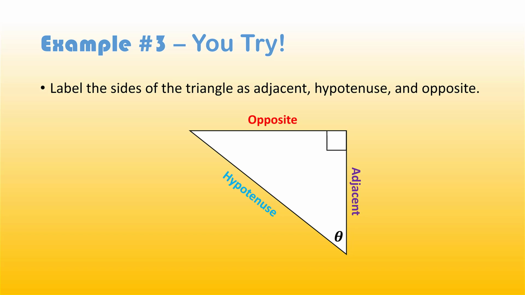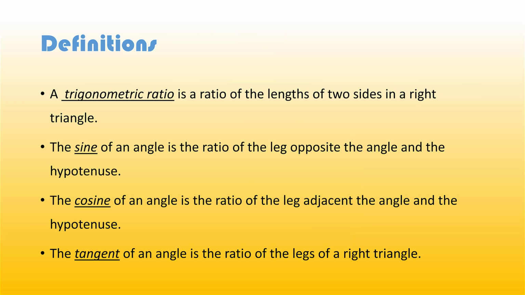Now that we can label our sides opposite, adjacent, and hypotenuse, we can start talking about our trig ratios. So a trigonometric ratio is a ratio of the lengths of two sides in a right triangle. And we have three of them. Sine is the ratio of the opposite leg and the hypotenuse. Cosine is the adjacent leg and the hypotenuse. And then tangent is the ratio of the legs.